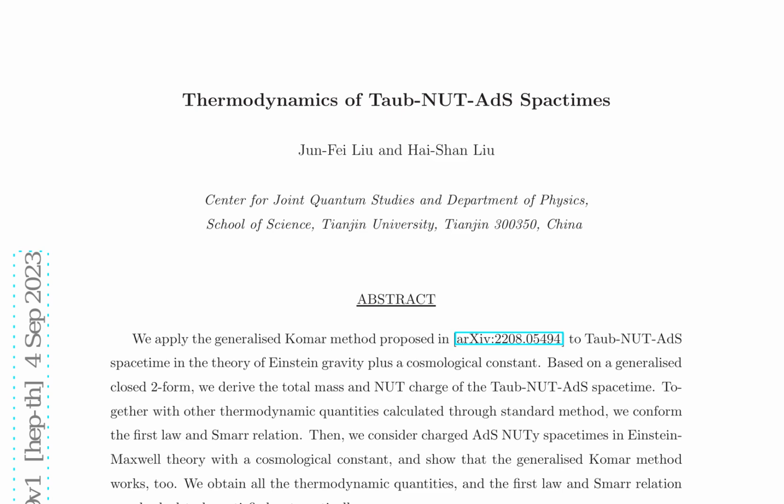The authors also extend their analysis to charged AdS NUT spacetimes in Einstein-Maxwell theory with a cosmological constant, demonstrating that the generalized Komar method is still applicable.